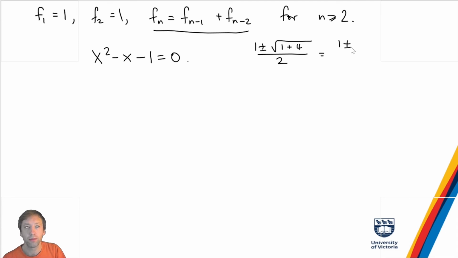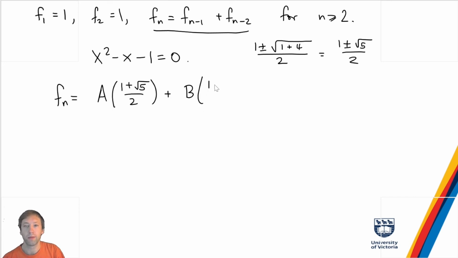So the roots are 1 plus or minus the square root of 5 over 2. So the general solution is f_n equals a times ((1 plus root 5) over 2) plus b times ((1 minus root 5) over 2), both to the n, because these are the two roots of the characteristic equation.